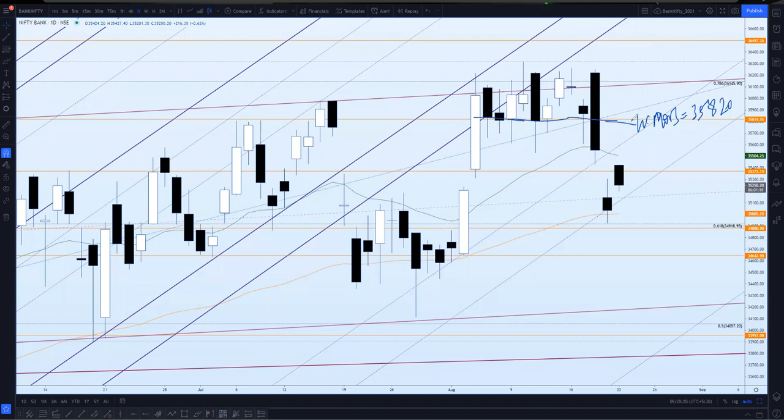So if we are going above this on closing basis on daily chart, then only you can expect Bank Nifty to do one more trip on the upside towards 36,300. Okay, so if it closes above this, I will not play that long trade. Why? Because I'm very doubtful whether it will sustain.